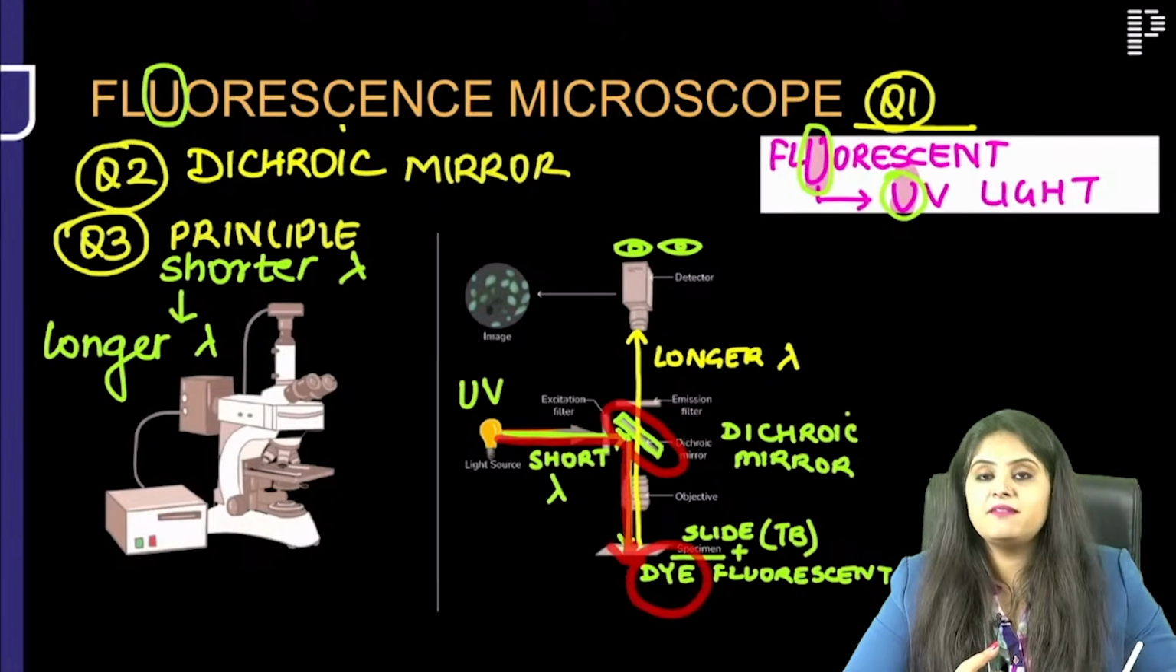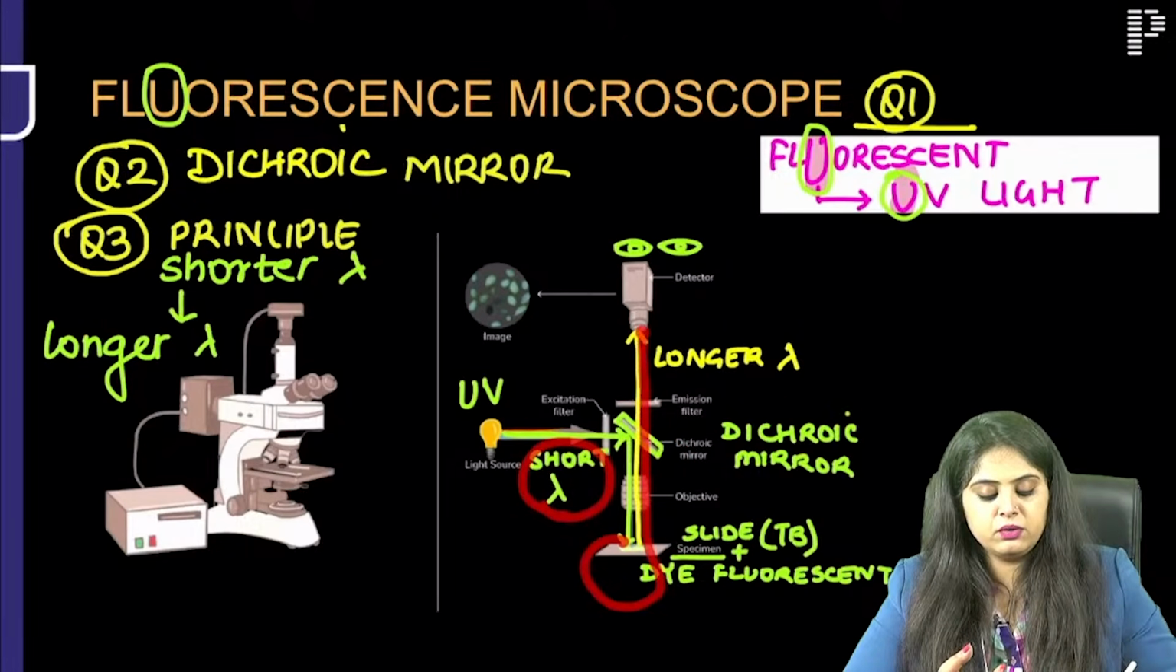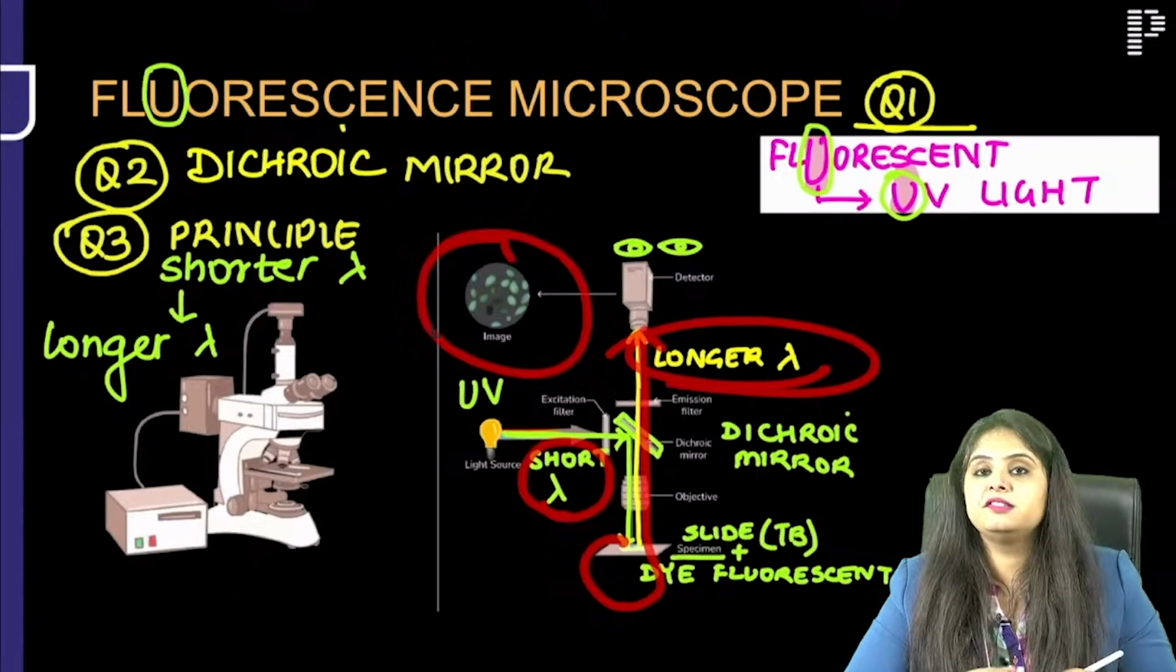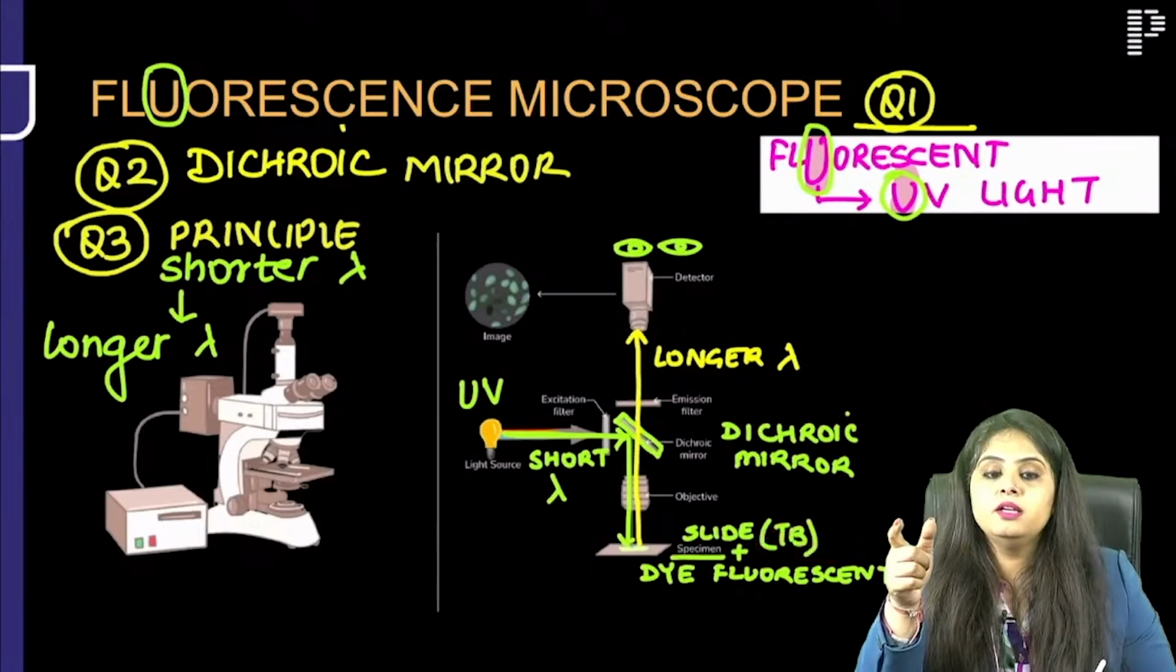On the slide we have added a dye, which is a fluorescent dye. That dye will convert the shorter wavelength into a longer wavelength, which will pass through the dichroic mirror and come to the eyes. Here comes the longer wavelength. Now you can see.